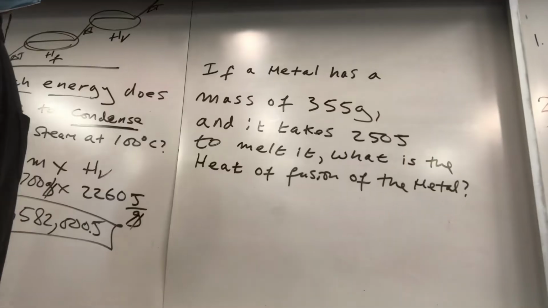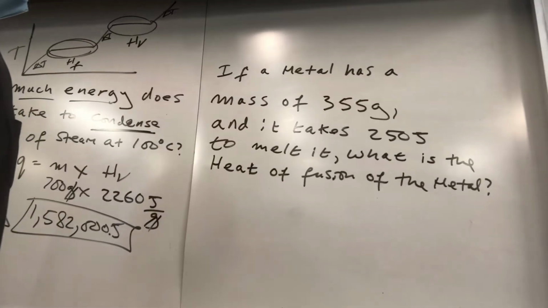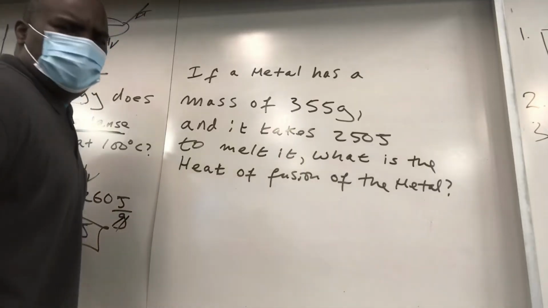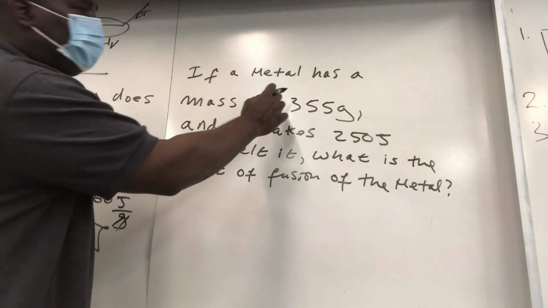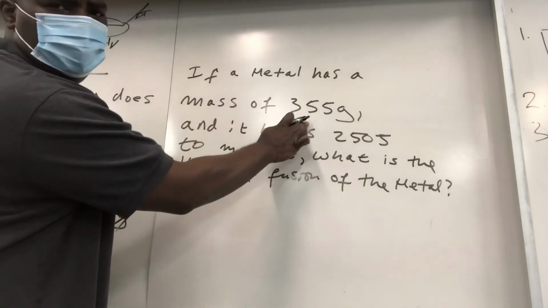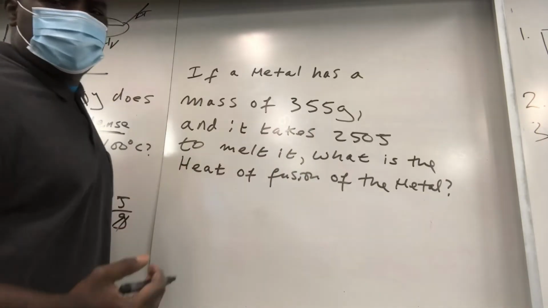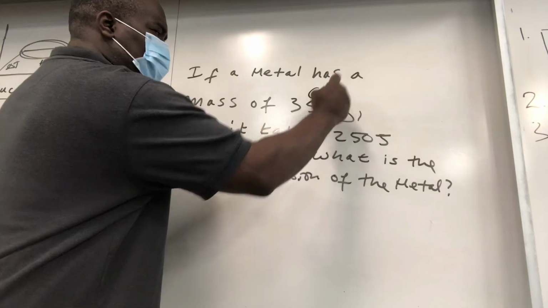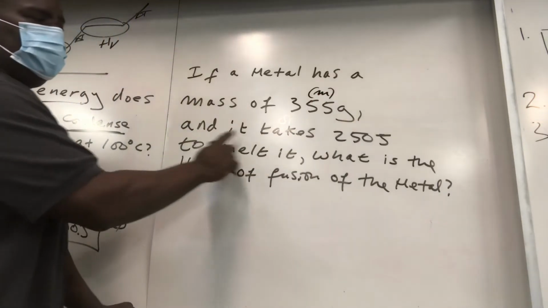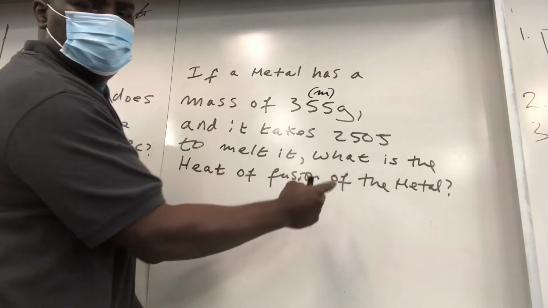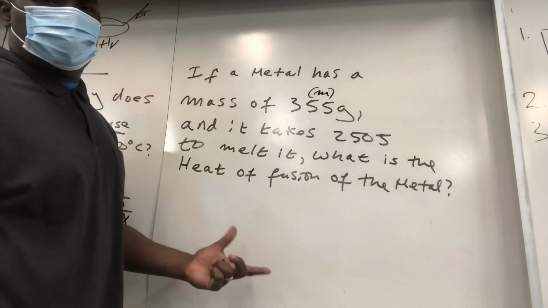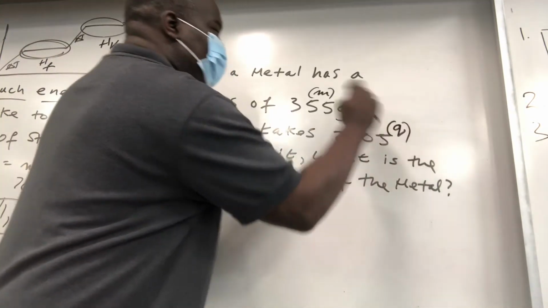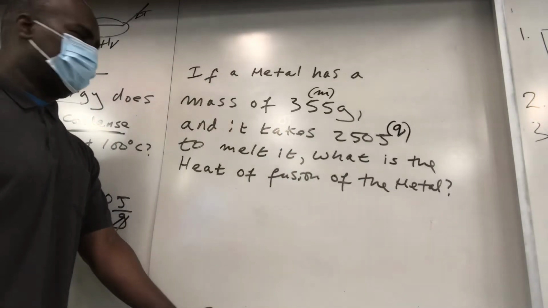Okay, over here, trying to get a good view of it. This question right here: if a metal has a mass of 355 grams. You stop right there. They gave you the mass, that's M. And it takes 250 joules. What letter does joules represent? Q. So they gave us Q, the heat energy, and they gave us the mass. So you continue reading now.